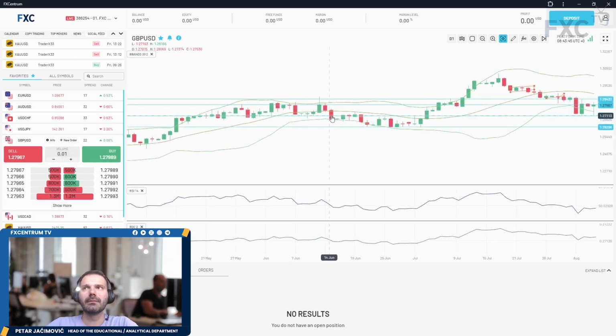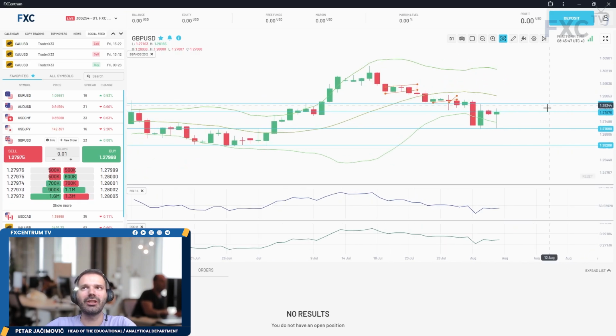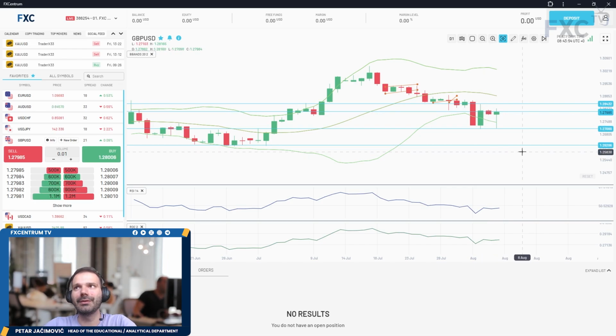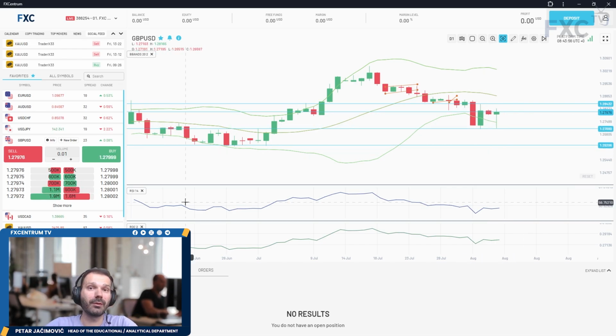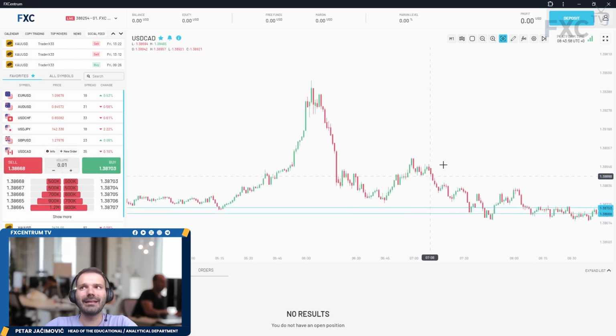Pound dollar is just building a consolidation at this point. There was a down break, but no follow through. So this is more like a consolidation. And support is at 1.2710, 1.2843. Now the USD CAD can be interesting.